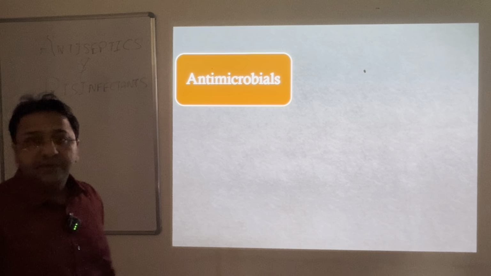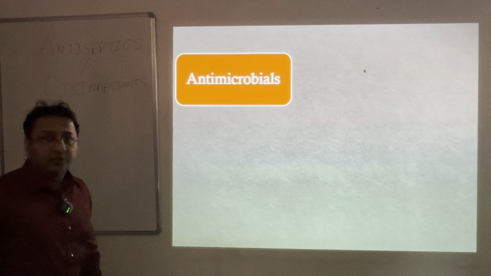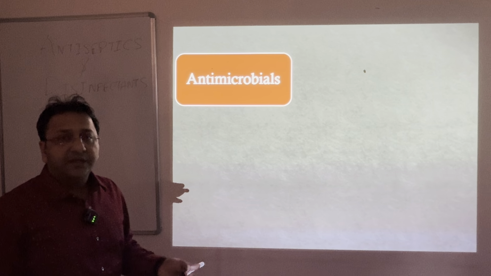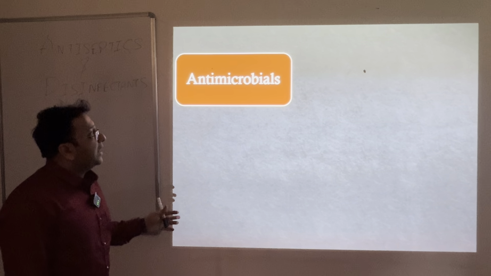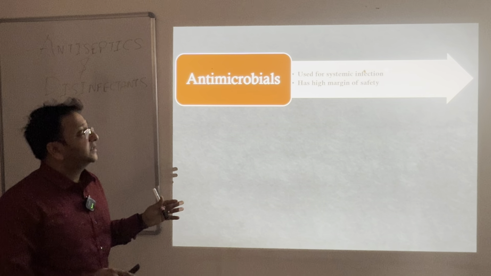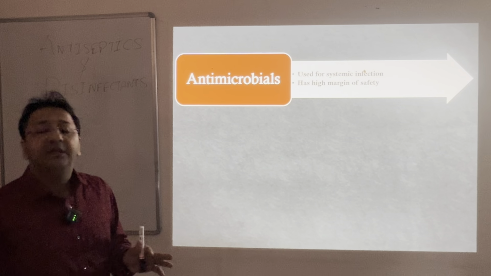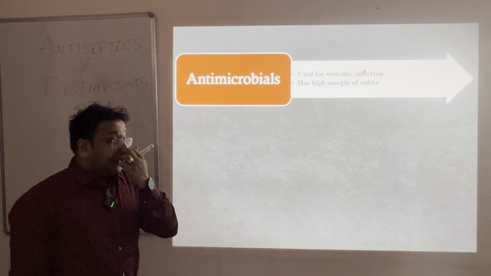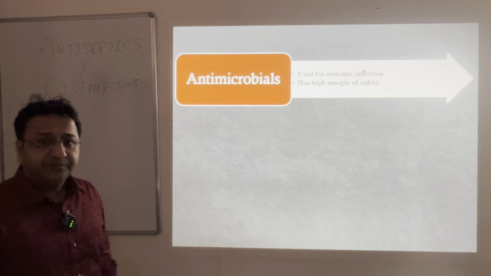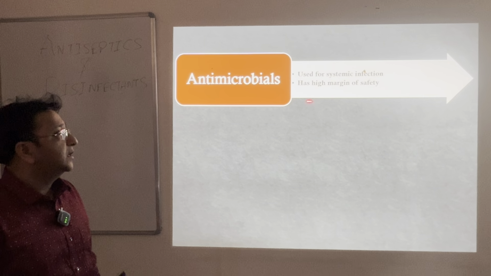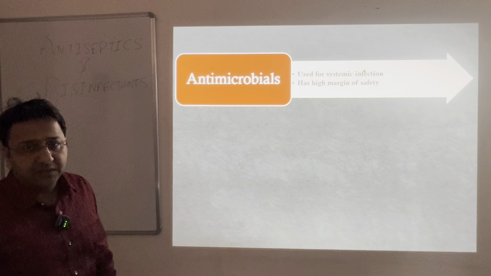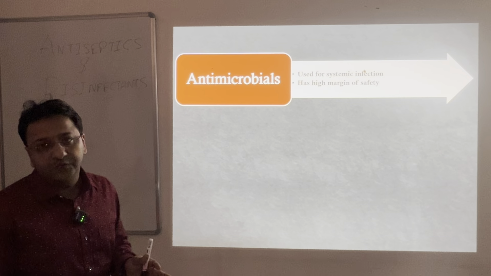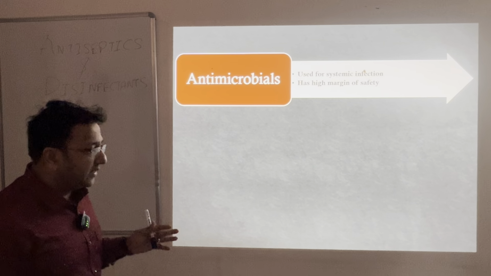Coming to the definition first of all. What is an antimicrobial? We all used to give antimicrobials either through injection or orally, basically. So, antimicrobials go to the systemic circulation. Antimicrobials are basically antibiotics, for systemic infection. If it is going into the systemic circulation, it should have a high margin of safety, otherwise if the dose increases, the adverse effects will start increasing. So antimicrobials are mainly used for systemic infection, and they have a high margin of safety.